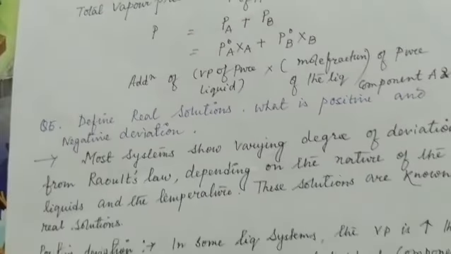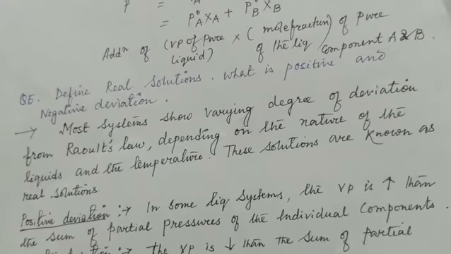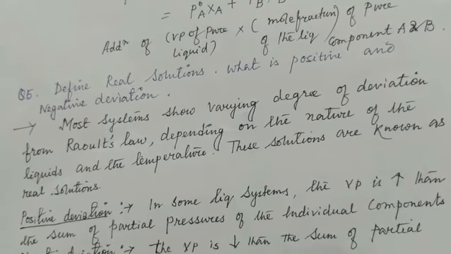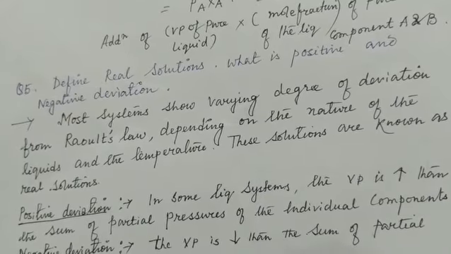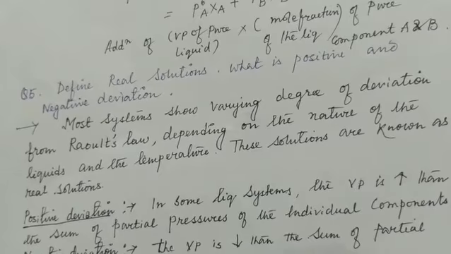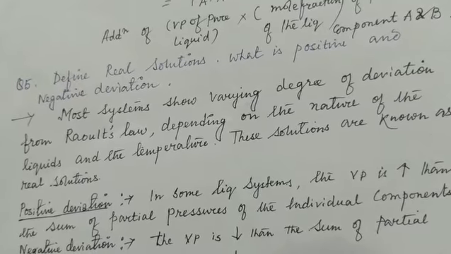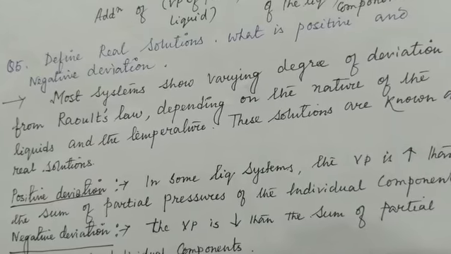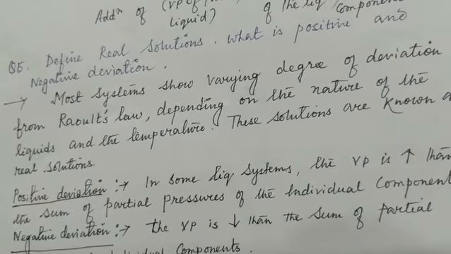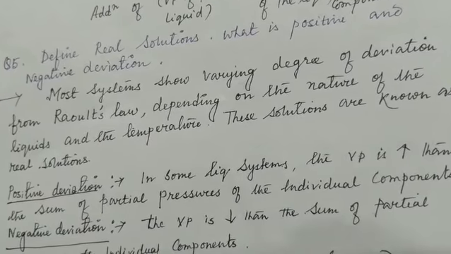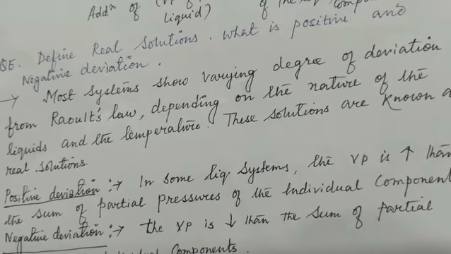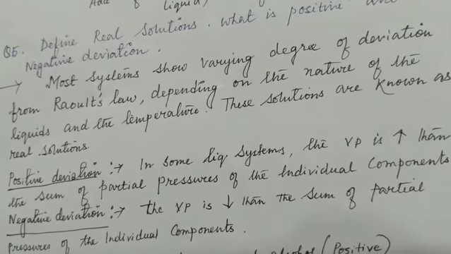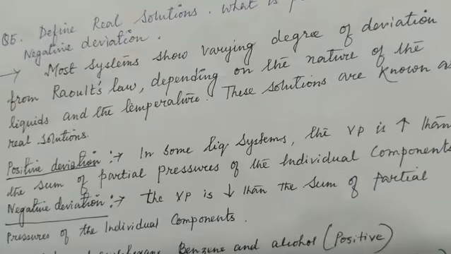Next question number 5, define real solution. So here you may get confused about the difference between real and ideal solution. So what is positive and negative deviation? Most systems show varying degrees of deviation from Raoult's law depending on the nature of the liquid and the temperature. These solutions are known as real solutions.